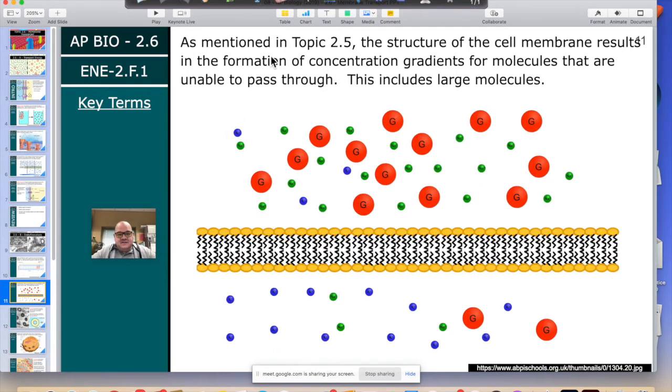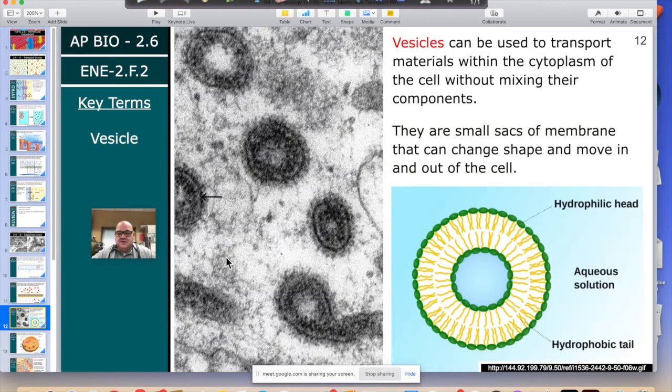So as we said in the last one, the structure of that cell membrane gives concentration gradients, and that includes, in this case, large molecules like these G's here. So let's take a look at what happens with larger molecules.